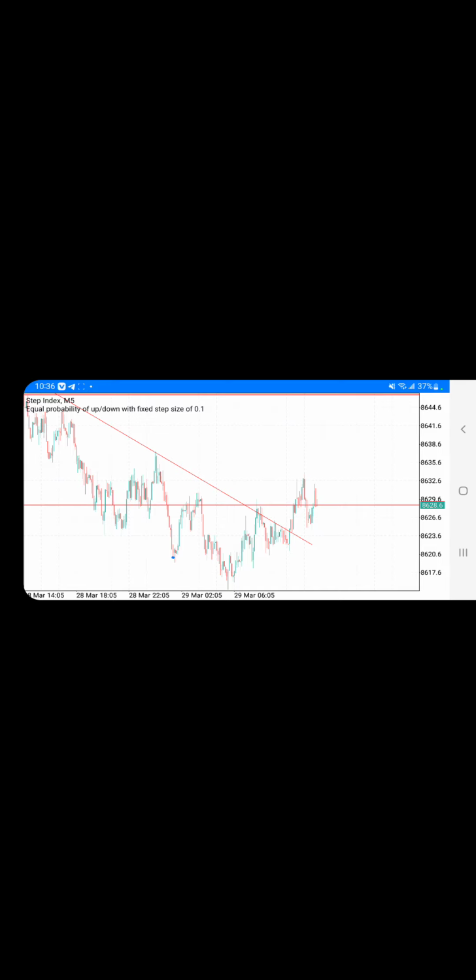Left shoulder here, right shoulder here, the head. So price broke it. Price is expected to retest it and then push after head and shoulder. Remember, head and shoulder is a reversal pattern. It broke it, retested, and then price is expected to push all the way to the upside.